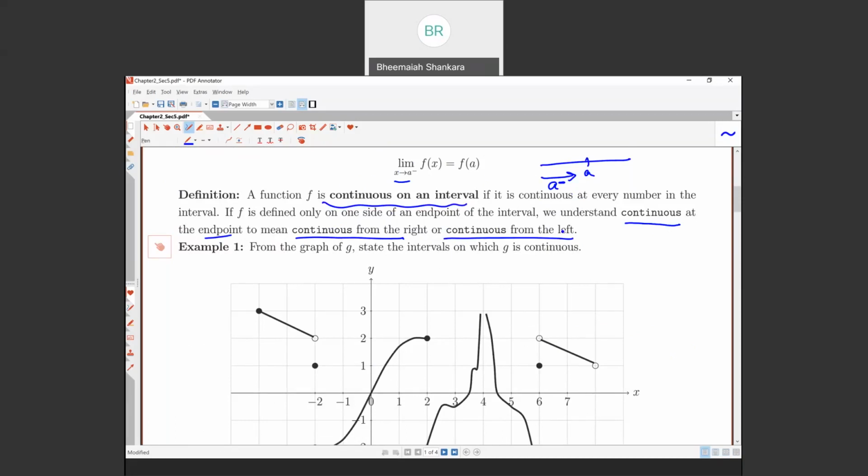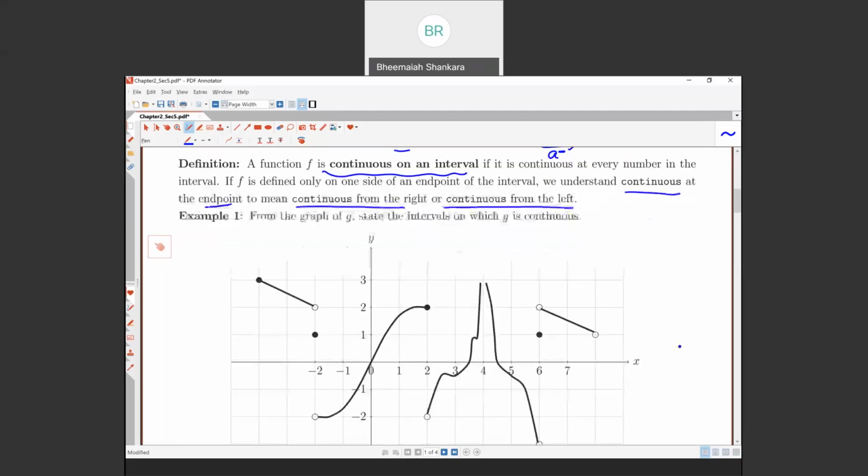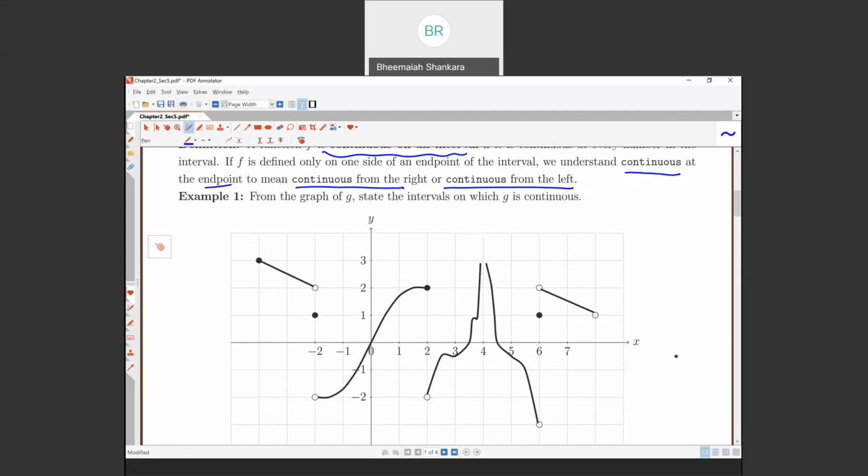Now we have an example here. From the graph given, G, you want to state the intervals on which the function is continuous. So let's start from the left end. I want you to read this interval carefully. It is -4 all the way up to -2. At -4, I enclose a square bracket because there's a dark, closed circle. And at -2, I'm going to enclose a smooth bracket because I have an open circle at -2.